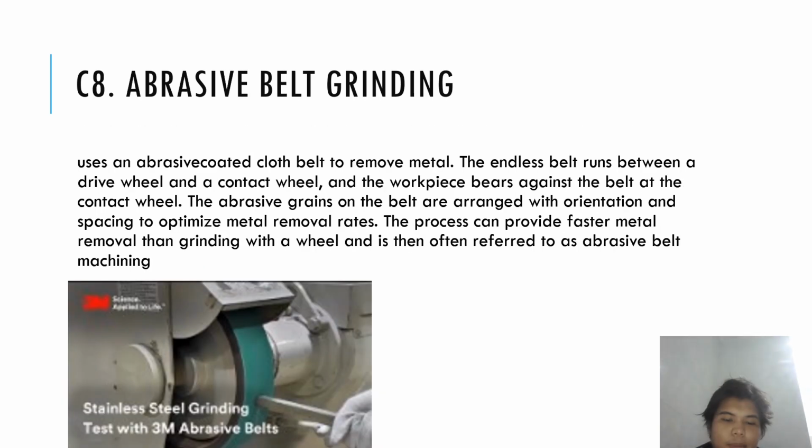Abrasive belt grinding uses an abrasive cloth belt to remove metal. The endless belt runs between the drive wheel and contact wheel, and the workpiece bears against the belt. So if you've ever seen someone sharpen their knife using a rotating system with belts. So that's all.